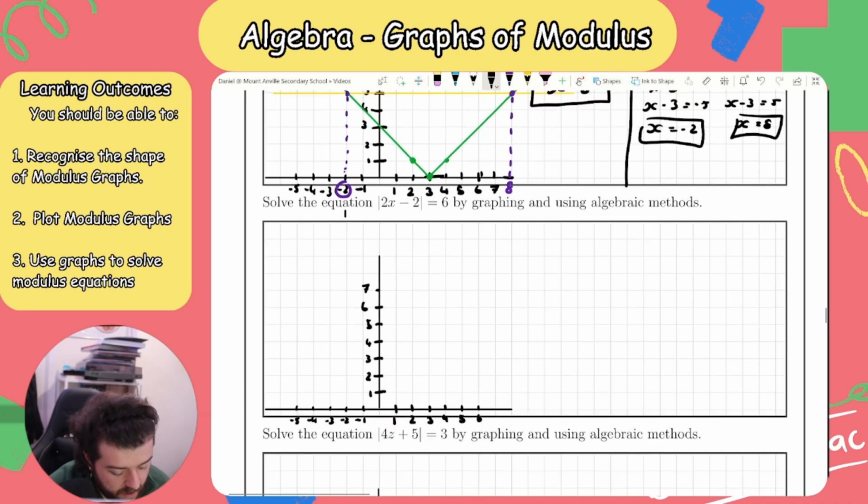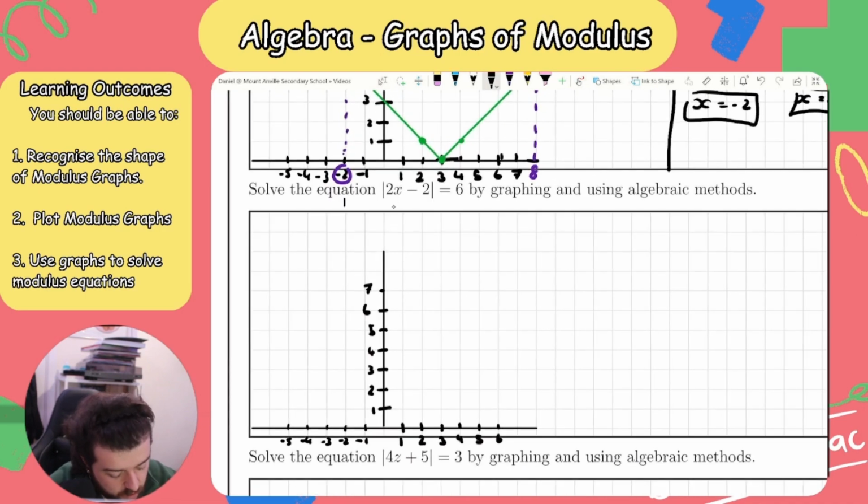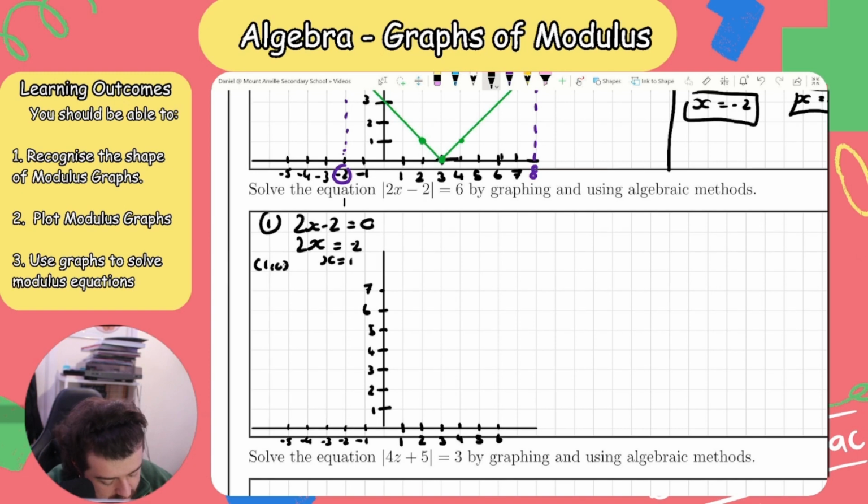Let's look at the next one. Solve the equation, the modulus of 2x minus 2 is equal to 6, by graphing and using algebraic methods. So again, I need my points. So for my first point we're going to let 2x minus 2 equal 0. 2x is going to equal 2, x is going to equal 1. So (1, 0) is my first point.